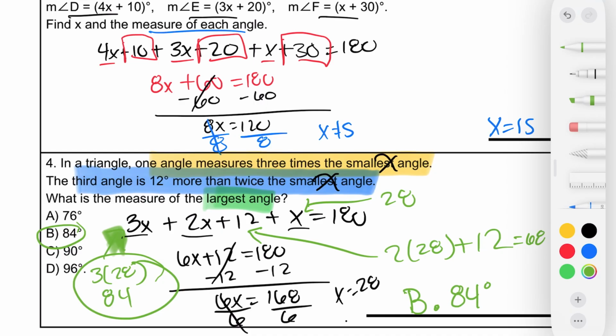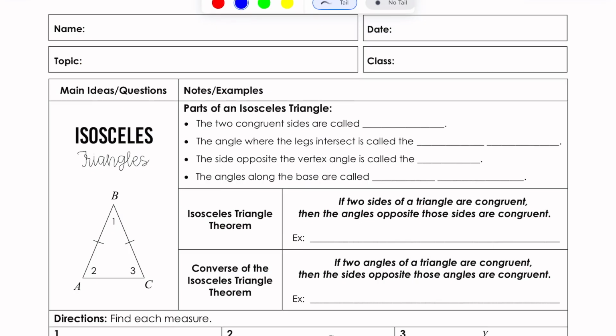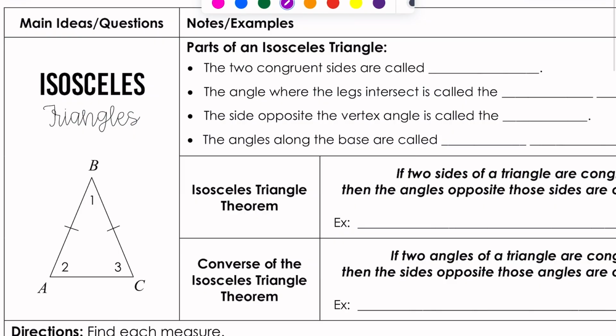Okay, so let's continue and go into notes now. This lesson is super easy if you understand the vocabulary behind it and then just label. Okay, so in an isosceles triangle, remember you have two eyes. So isosceles means you have two congruent sides. The two congruent sides in an isosceles triangle are called the legs. Okay, so we would label AB as a leg, BC is a leg.